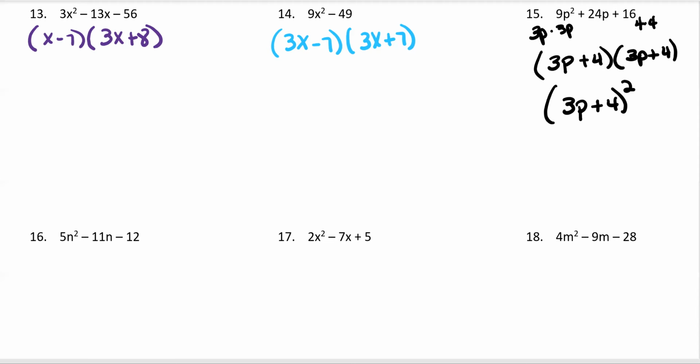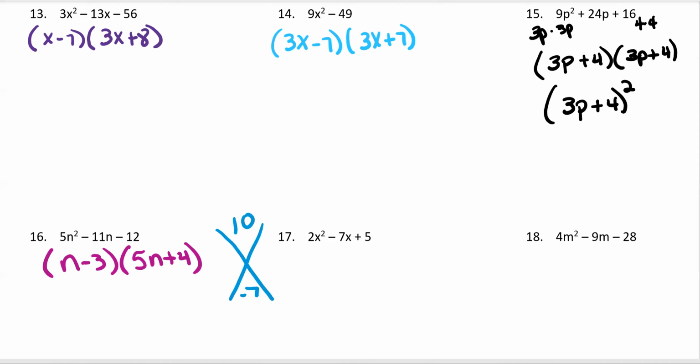Number 16. Number 17, I'll go ahead and work out. We need the factors of 10 that add to negative 7. Negative 5 and negative 2. I'm going to use the slide and divide method here. So I'm going to go x minus 5, x minus 2.